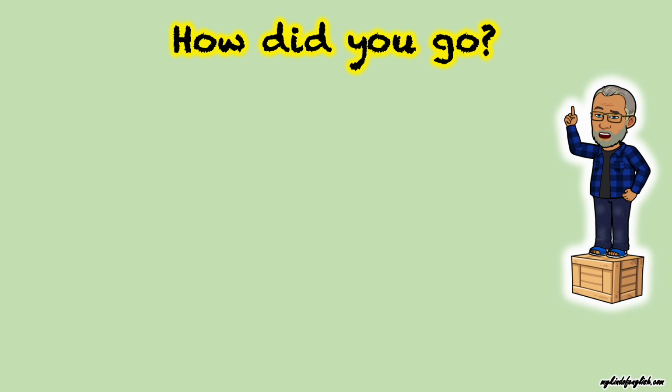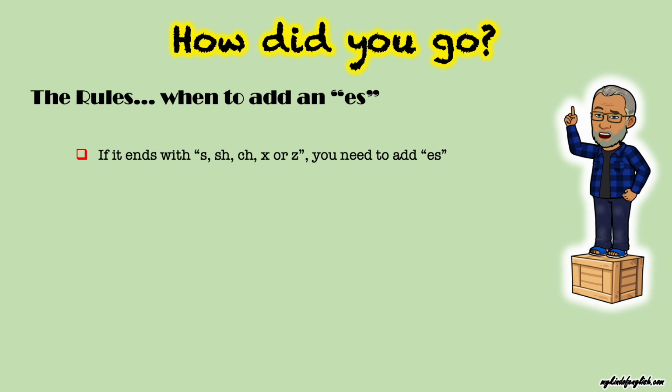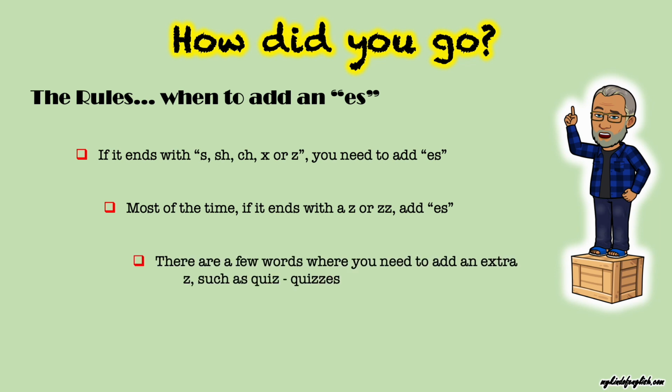How did you go? The rules when to add es. If it ends with s, sh, ch, x or z, you need to add es. Most of the time, if it ends with a z or double z, add es. There are a few words where you need to add an extra z, such as quiz becomes quizzes, and if the proper noun ends with an s, add es.